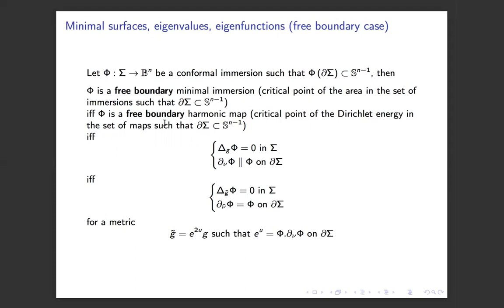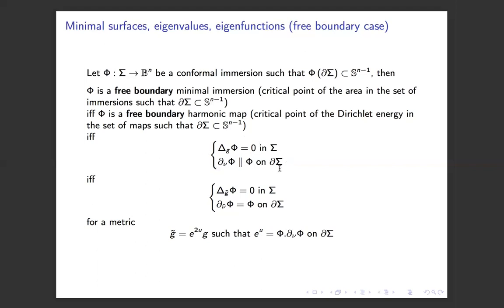And then we notice that being a free harmonic map gives you as a Euler-Lagrange equation this system of equations. So it is harmonic in the surface, and the outward pointing normal of phi is parallel to phi on the boundary. This means that phi meets the boundary orthogonally. Phi meets the sphere orthogonally.